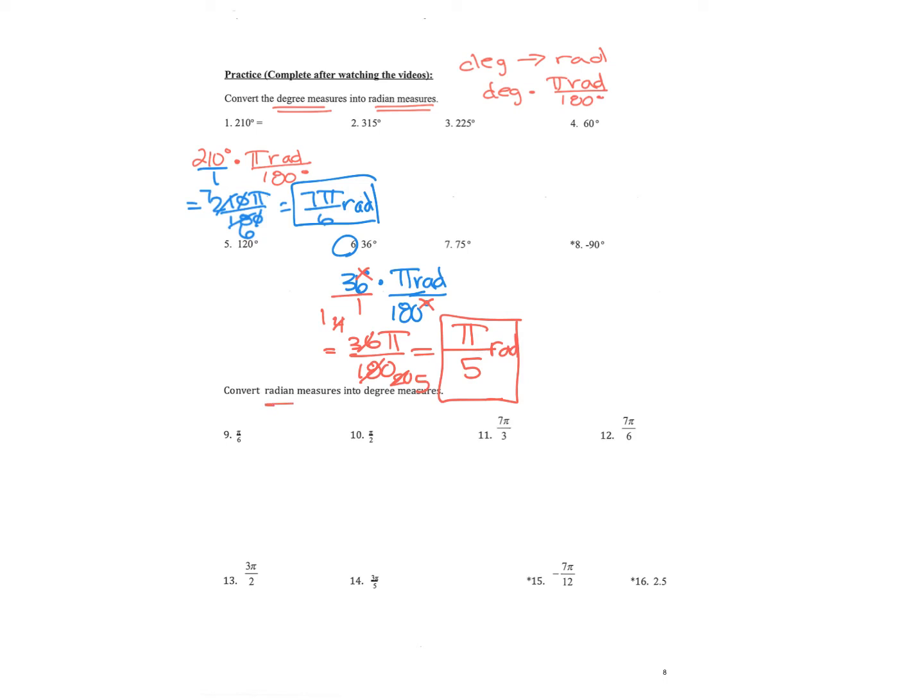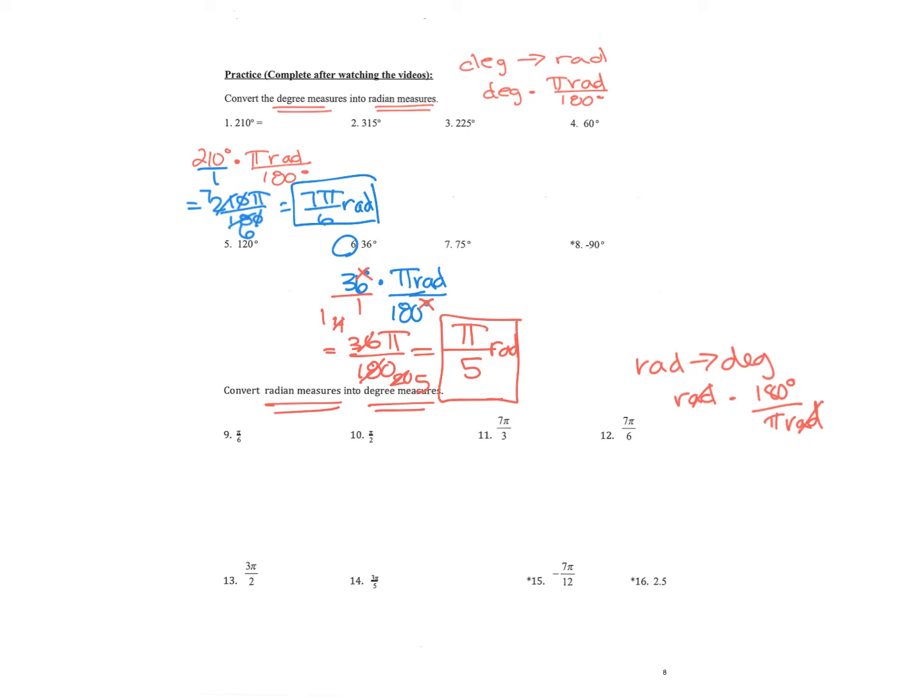So this is going the other direction. I have radians and I'd like to convert them to degrees. So when I do radians to degrees, I'm going to take my number of radians and multiply by 180 degrees on top and pi radians in the denominator. That's so my radian unit will cancel and I'll be left with degrees. So let's take a look at what that looks like.